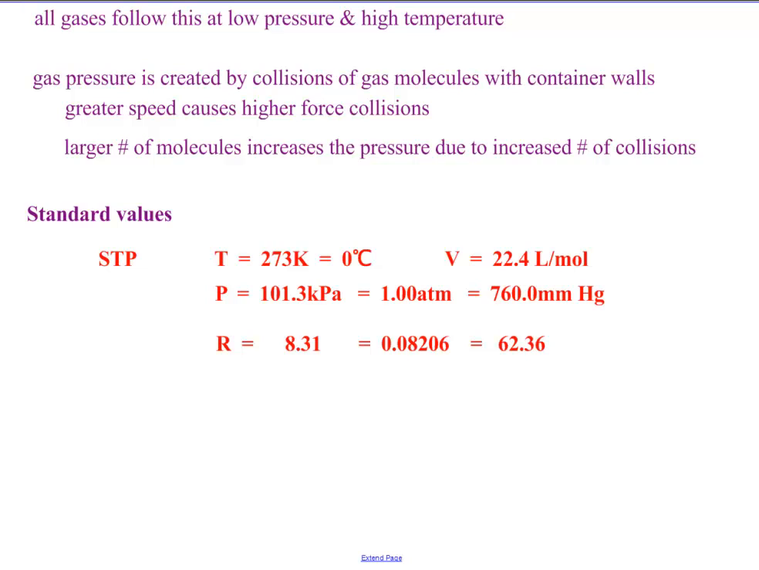R is the gas constant, and the value of R depends on what pressure units you're using. So for kilopascals, the value for R is 8.31. The units for R are volume, liters, times the pressure unit, over the quantity moles times the temperature in Kelvins. So when we have atmospheres for our pressure, our R value is 0.08206. And when we have millimeters of mercury, our R value is 62.36. So again, those are values that would be useful to know, but they are on the green sheet for you.